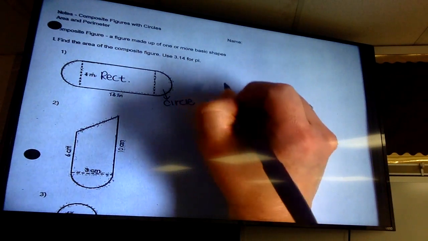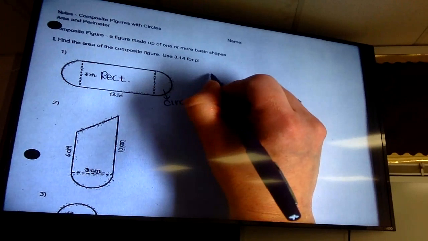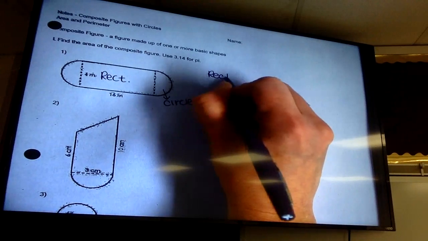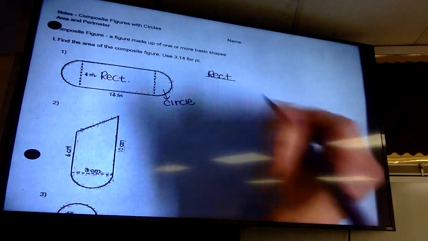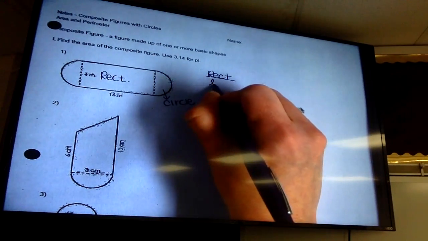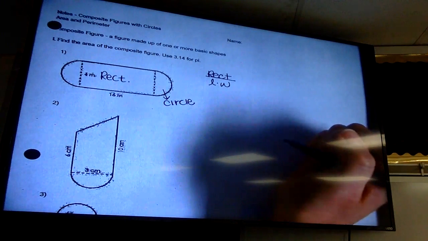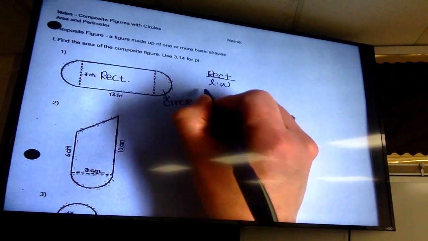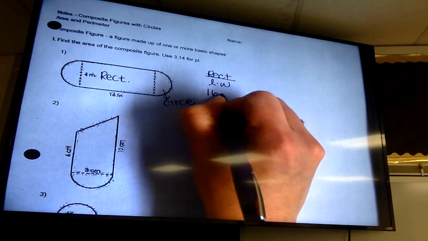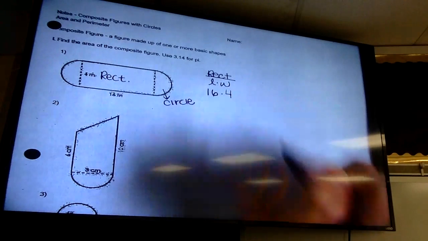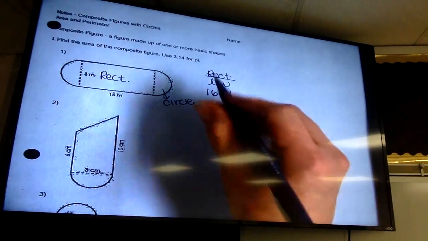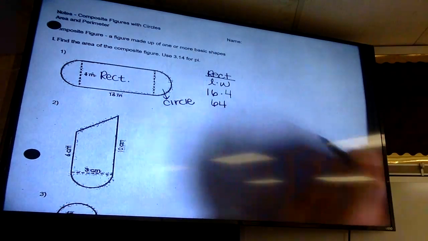Okay, so now here's how I want you to make sure you're setting up your problems. I'm going to start by writing down my first shape. So I have a rectangle. I'm going to write down the formula, which is length times width. I'm going to substitute in my numbers. So I look at the length of my rectangle, I see 16, and the width of my rectangle, I see 4. And 16 times 4 is going to give me 64. So I know the area of that rectangle portion is 64.